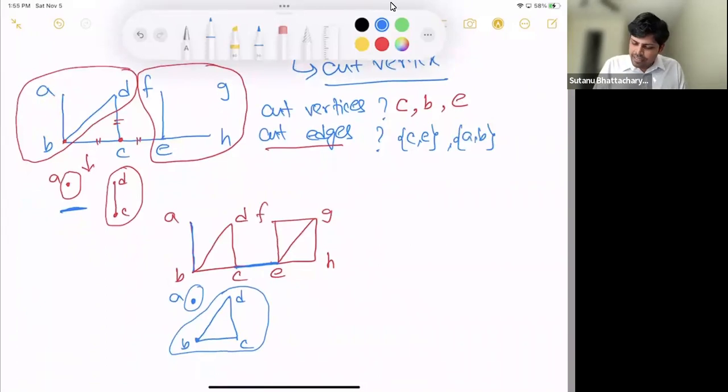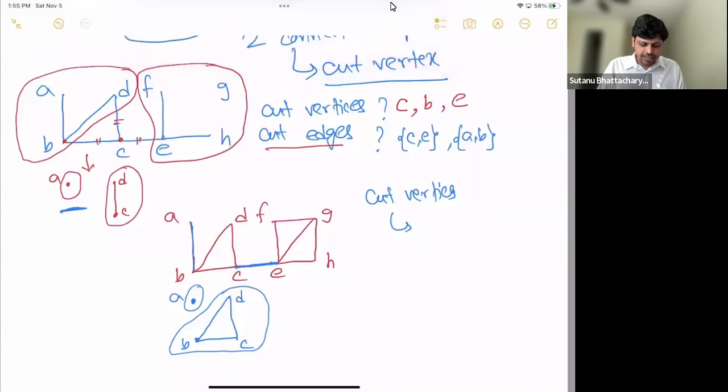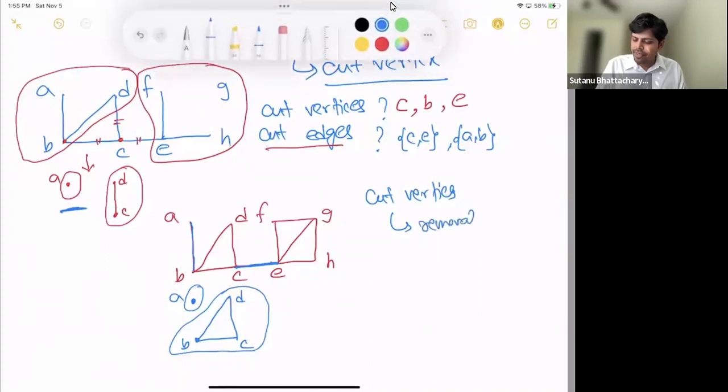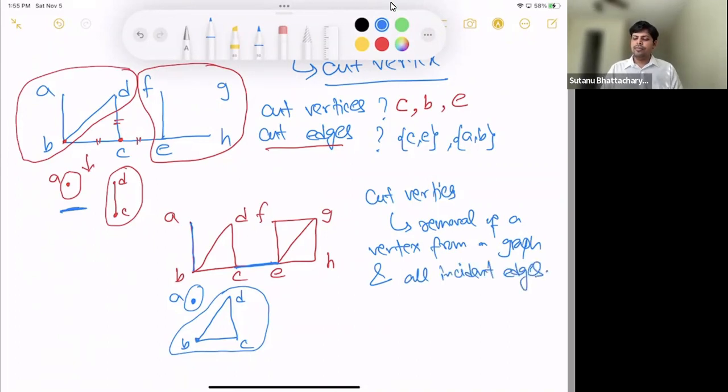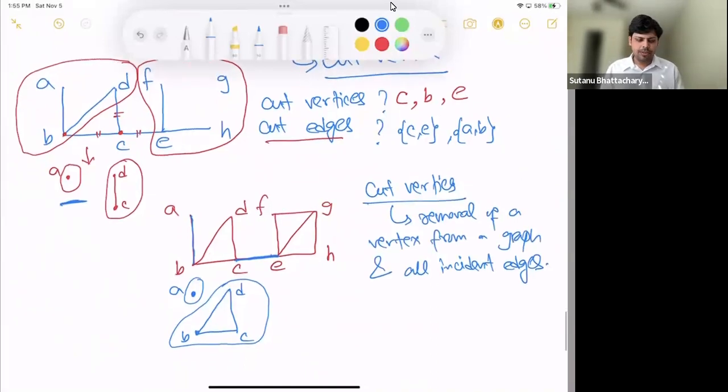So let me write cut vertices, which might be confused with cut edges. It would be removal of a vertex from a graph and all incident edges. So that is the procedure to remove a vertex, to find out cut vertices. So we have talked about cut vertices and cut edges.